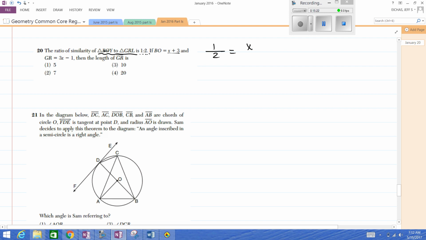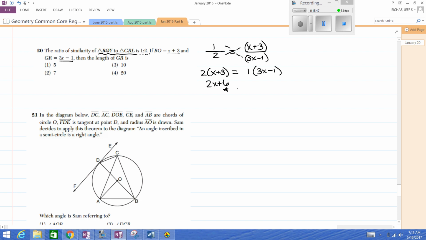So we're going to put that on top. And underneath we'll put GR. Yeah, that's the corresponding side. So we can put 3x minus 1 right underneath there. Parentheses are implied. They just won't appear. So I'll go ahead and put them there so that when we calculate the cross products, we've got to be really careful to distribute.